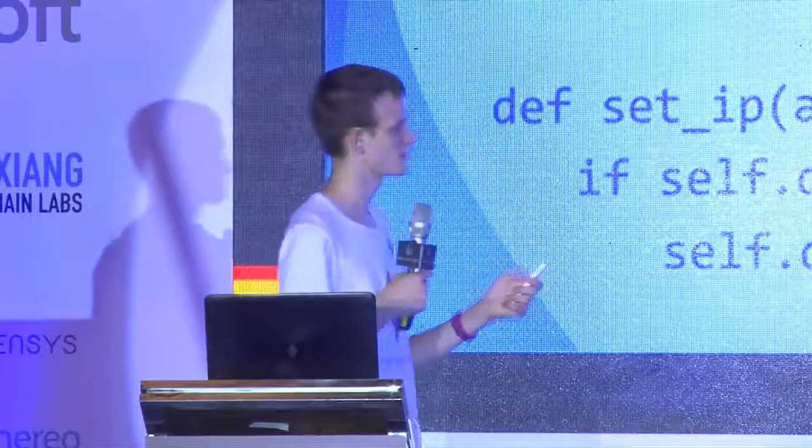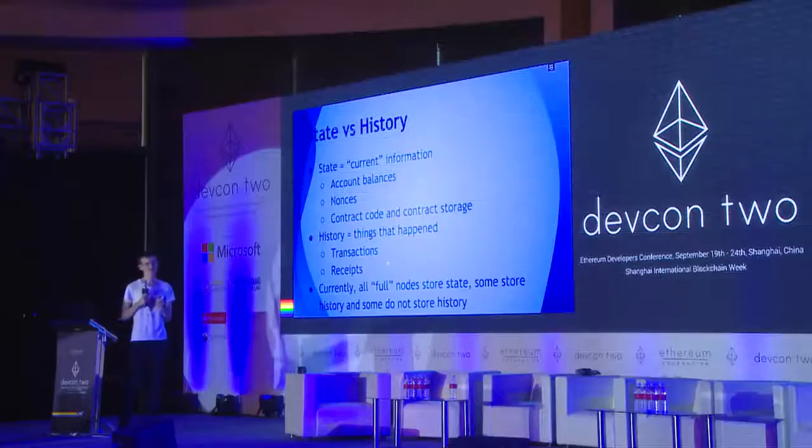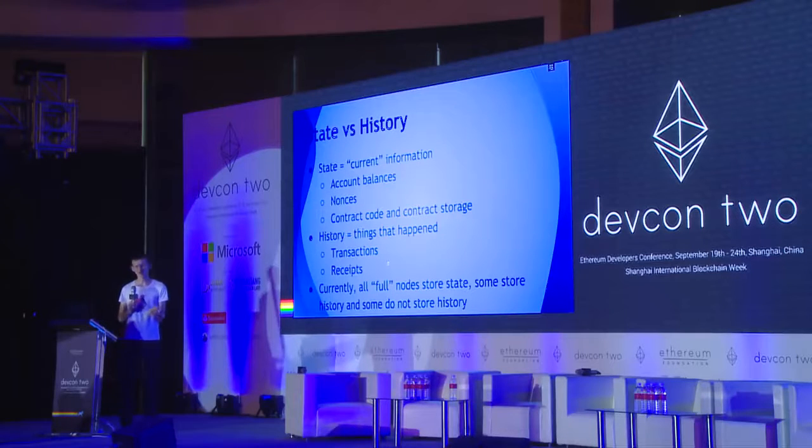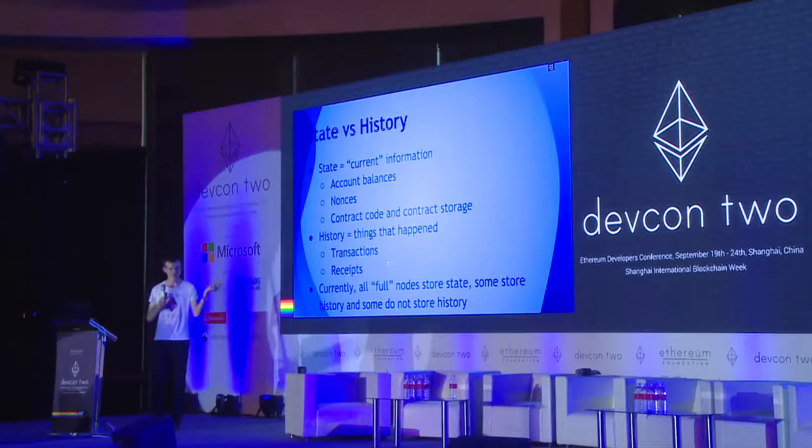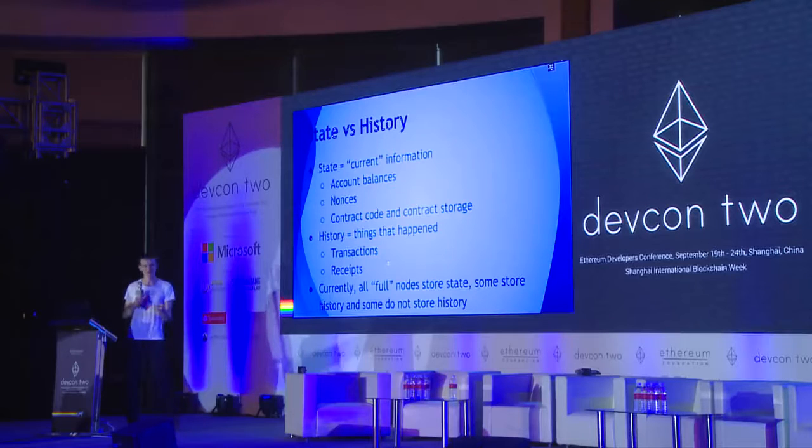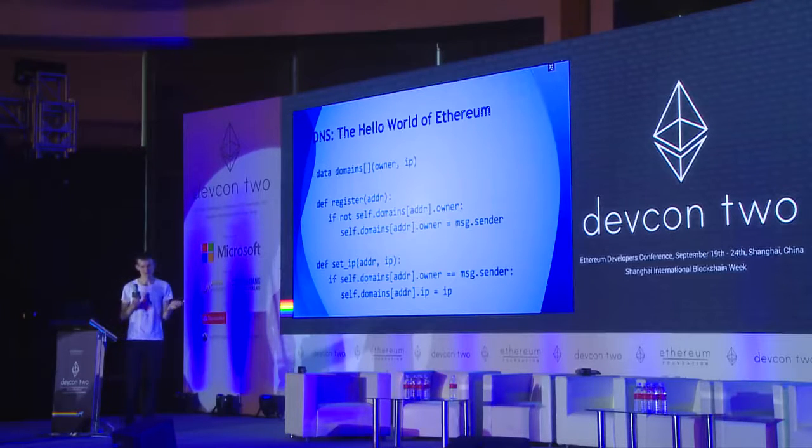So the code and the storage, both of these things are part of the Ethereum state. What we mean by the state is current information associated with the Ethereum protocol, stuff that you have to care about right now. This includes account balances, how much Ether you have, nonces, contract code, and contract storage. So for example, right now, this piece of code is nowhere in the state. If I publish a transaction which creates the contract, the contract's code is now in the state.